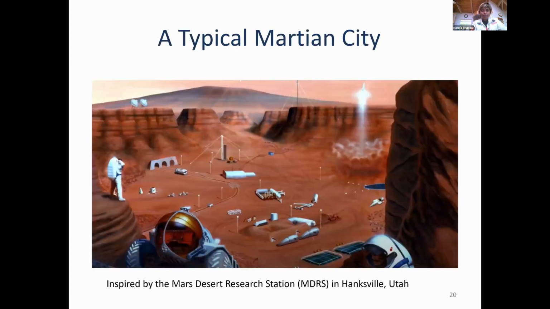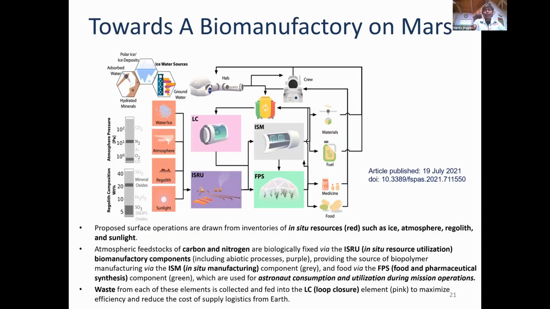And then a typical Martian city might look like this. But this is more scientific, showing how they can be interdependent on each other in terms of resources, in-situ resources, and utilizing other resources. I can break it down more later if I have time. Let's see how much time we have.